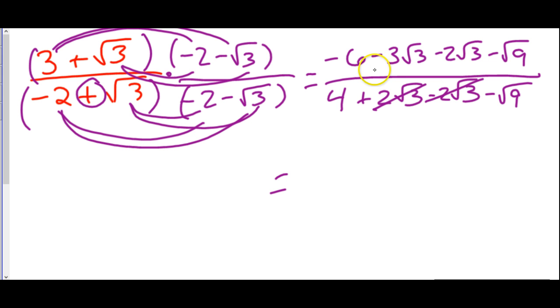On the top, we'll have some things combine. So we'd have negative 6 minus 5 square root 3. Because the indexes matched and the radicands matched, we were able to combine. And then square root of 9 is a perfect square again. Square root of 9 would be just 3.